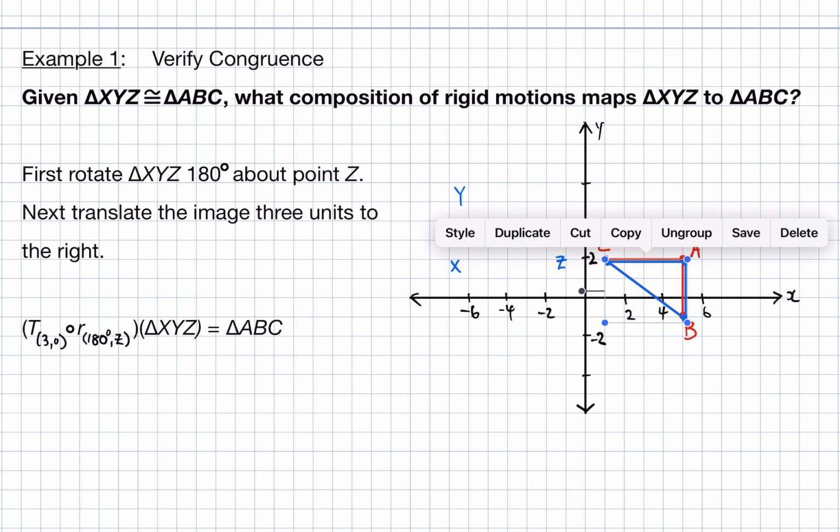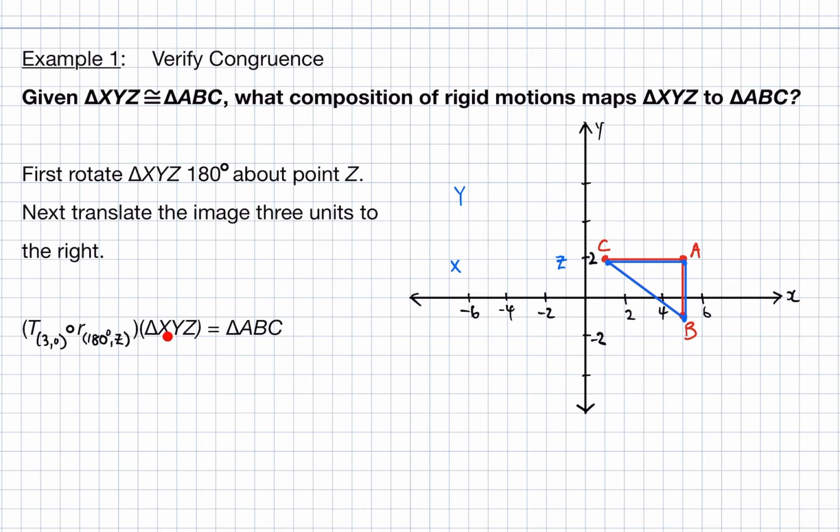Okay, so this notation here on the end says that triangle XYZ is rotated 180 degrees about point Z, and then it's translated 3 units to the right. This is a positive 3, and we're not translating it vertically. Okay, so it's all horizontal and to the right. And when we do, it becomes equivalent to ABC. Okay, so we verified congruence there.